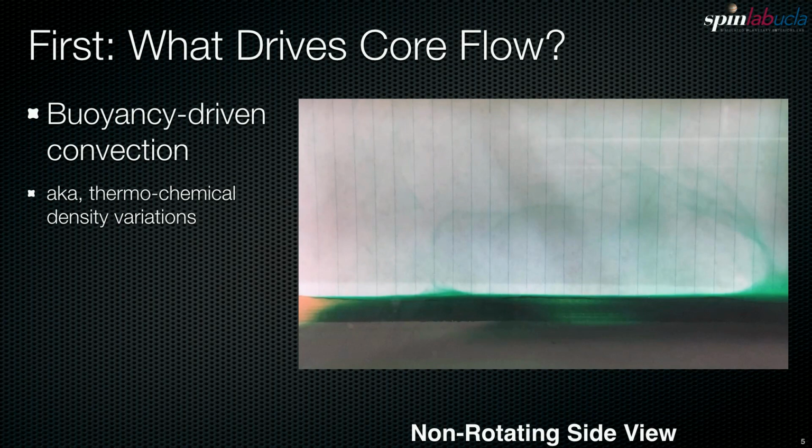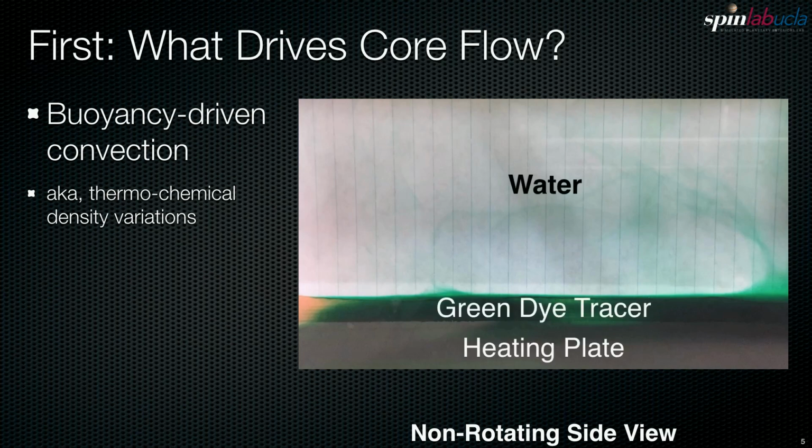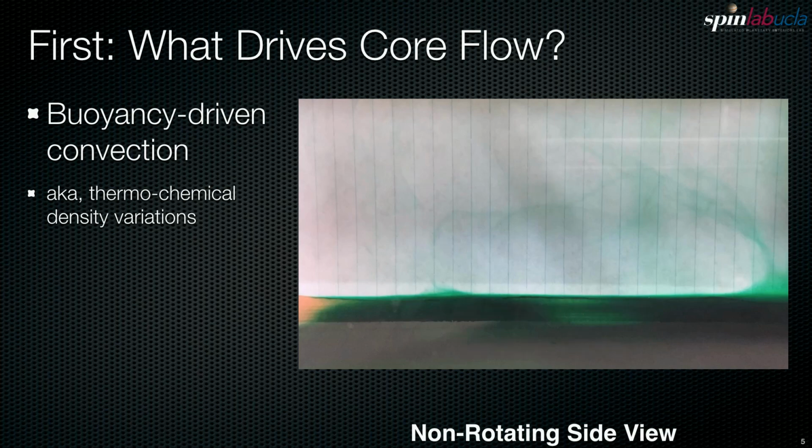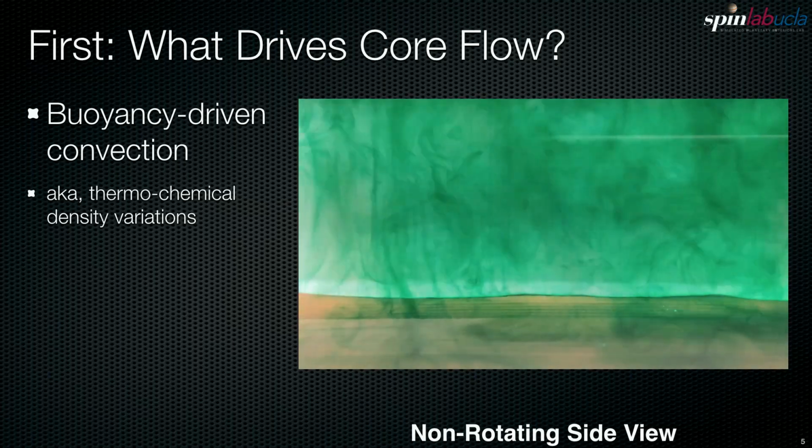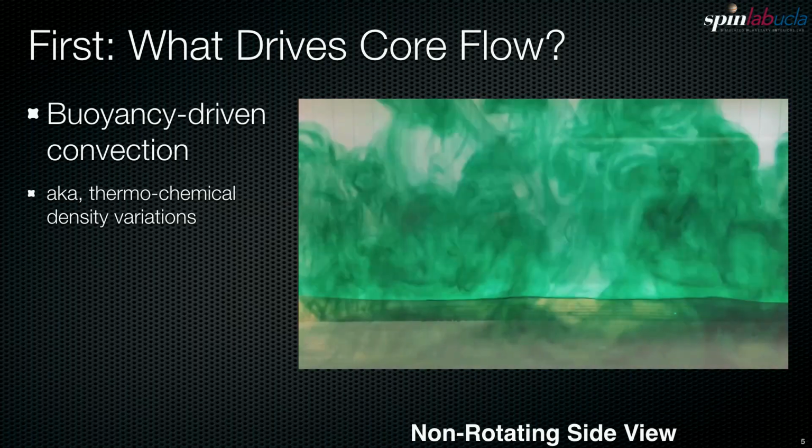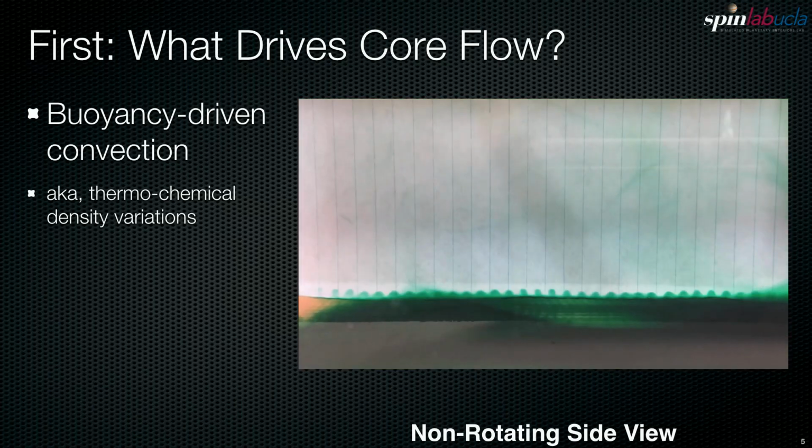So first, what drives core flow? And the essential answer is that in Earth's core, it's buoyancy-driven convection. So I have a laboratory demo here, a tank of water, shown right there. It's about 15 centimeters deep. You can get a feel for the scale because I put a piece of paper in the background, so the lines on the paper give you scale. I put some green dye at the bottom of the tank. That's going to trace the flow. And there's a heating plate below the water. And when I turn on the heater, the water at the bottom heats up, and it starts to convect. It buoyantly floats up to the surface of the layer. That is buoyantly driven convection.